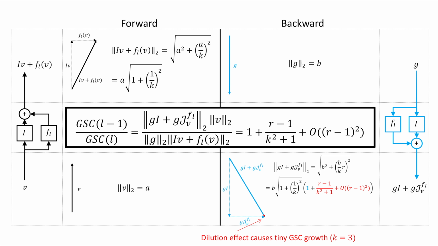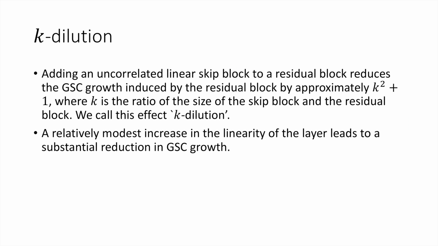Therefore, skip connections are disproportionately effective at reducing GSC growth. This is caused by the Pythagorean theorem and shown pictorially here. For this example, we chose k equals 3. In general, adding an uncorrelated linear skip block to a residual block reduces the GSC growth induced by the residual block by approximately k squared plus 1, where k is the ratio of the size of the skip block and the residual block. We call this effect k-dilution.